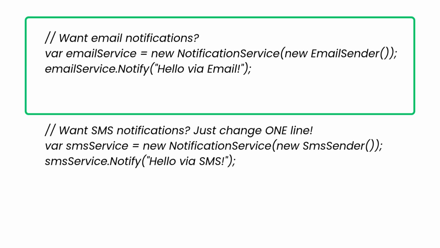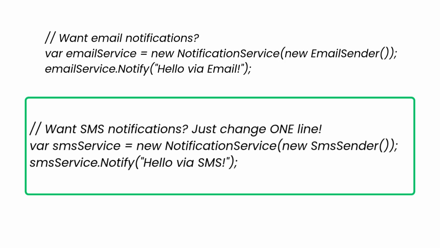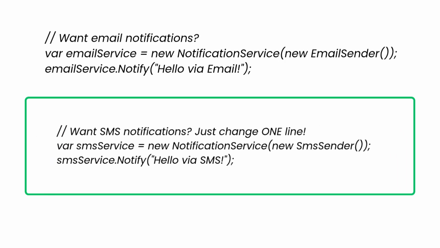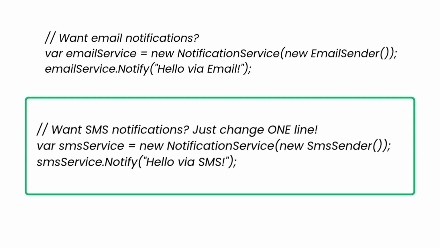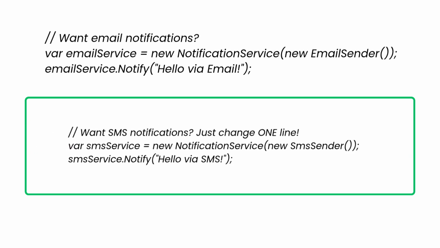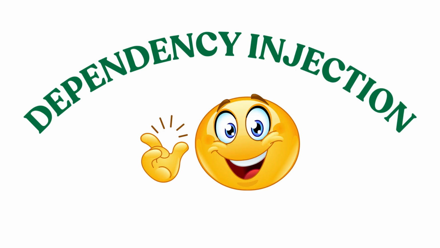Want to use email? Create notification service and inject an email sender. Look, we're passing it in from outside. Oh, I want SMS instead. Just inject SMS sender. Look at that. The notification service code didn't change at all. This is the power of dependency injection. One service, accepting any implementation you need. Beautiful, isn't it?